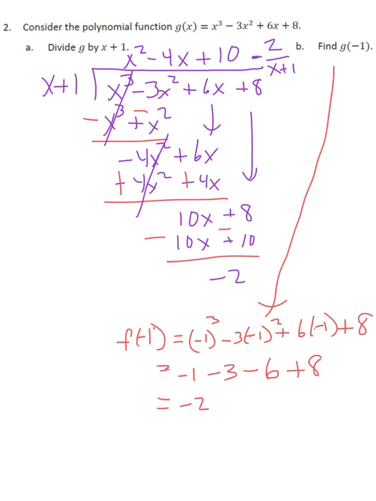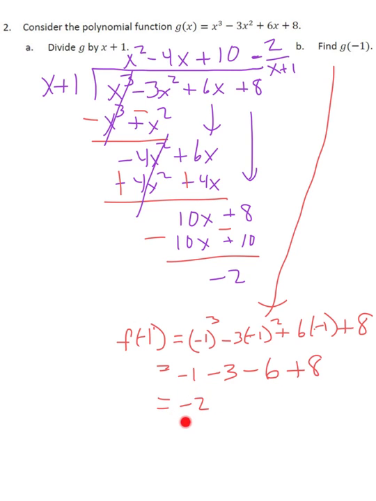Alright, so on this video here, take a look. I divided x plus 1 into this problem and got a remainder of negative 2, so negative 2 over x plus 1. And then we plugged in g of negative 1. When I did the math and cubed it, I got negative 1. That squared is positive 1, but times the negative 3 is negative 3. Minus 6 plus 8, the whole thing is minus 2.